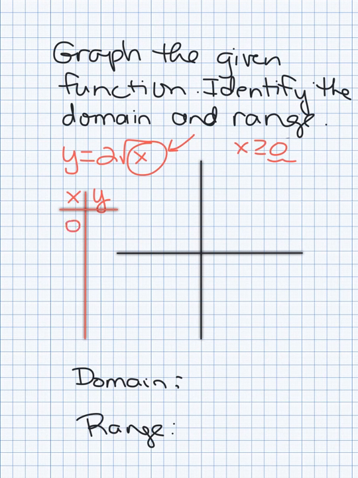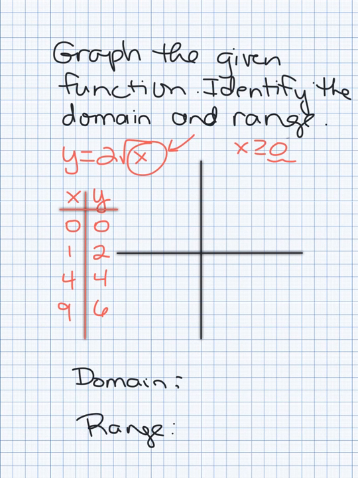When x is 0, that makes 2 times the square root of 0, also 0. Now, I can use any values as long as they're above 0. I'm going to use a couple perfect squares just to make it a little easier for me to graph. So if I use 1, 2 times the square root of 1 is 2. If I use 4, 2 times the square root of 4, well, the square root of 4 is 2, so 2 times 2 gives me 4. And my last value will be 9. 2 times the square root of 9, so the square root of 9 is 3, so 2 times 3 is 6.